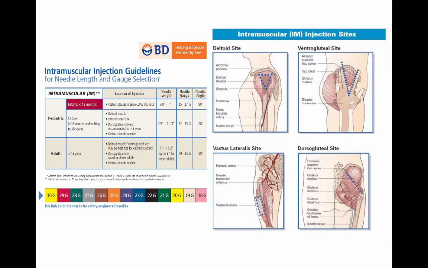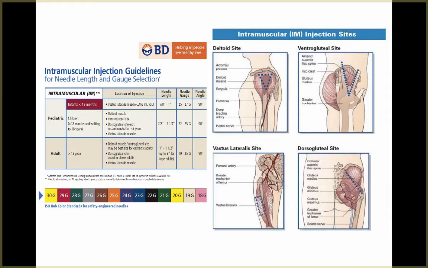So we have 4 major intramuscular injection sites. The first one that we're going to look at is the deltoid. You can see they're showing you the location of this injection site, that triangular site on the shoulder.